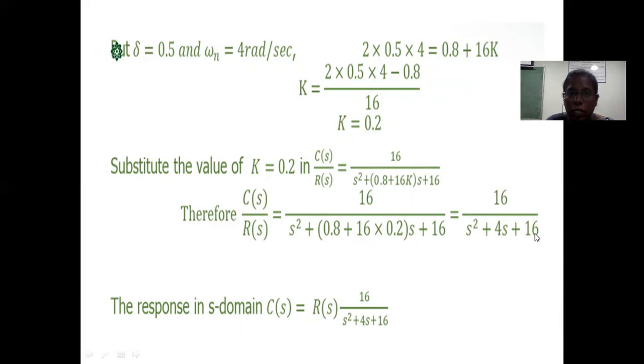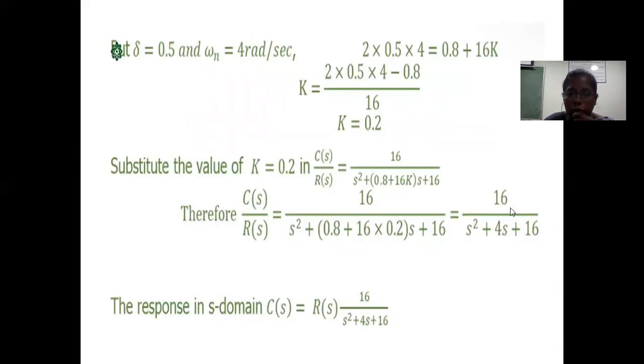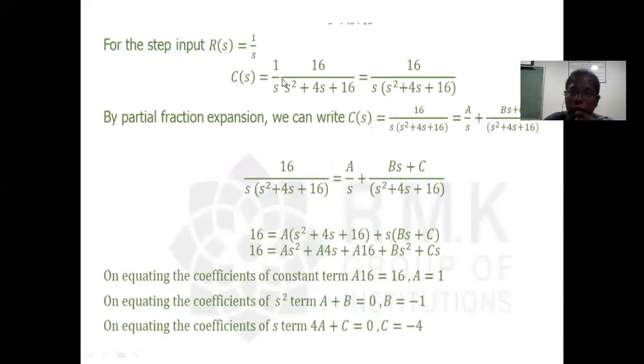Now in this problem, it is given that the input is a step input. We know that for a unit step input, r of s is 1 by s. Therefore, just now we got the expression of c of s by r of s. Now just cross multiply this r of s, and substitute r of s as 1 by s. So 1 by s into that transfer function. Clear? Now what we have to do is solve this term by using partial fractions.